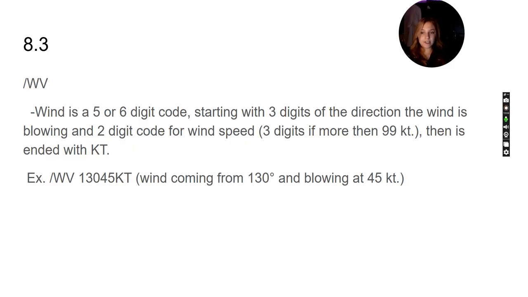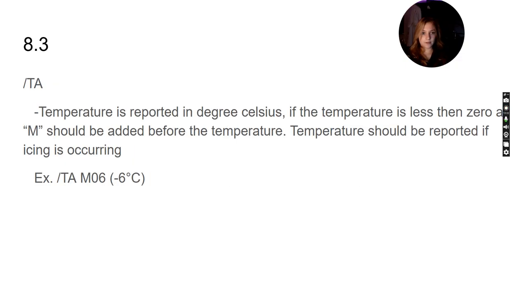But anyways, slash WV is the wind. Wind is a 5 or 6 digit code, just like in the METAR, starting with 3 digits of the direction the wind is blowing from and a 2 digit code for the wind speed, or 3 digits if more than 99 knots, ended with KT. So slash WV 130045KT means wind is coming from 130 degrees and blowing at 45 knots. Pretty simple, just like in 8.1.